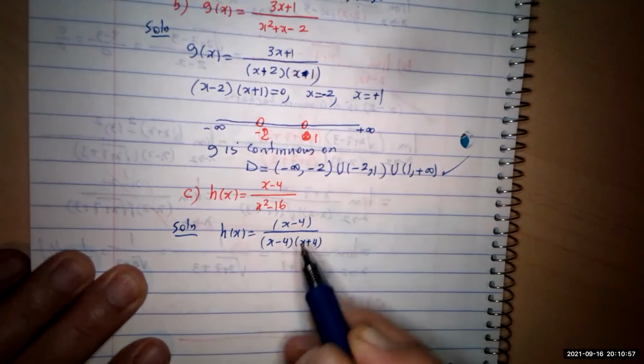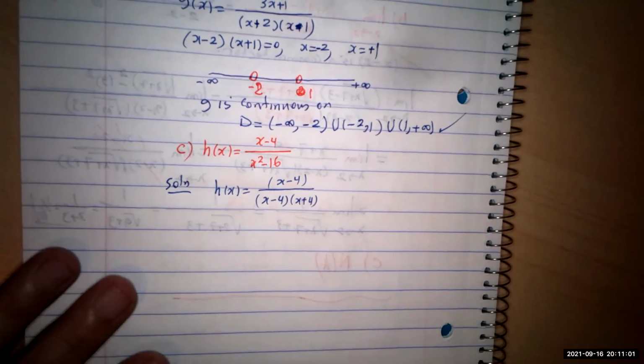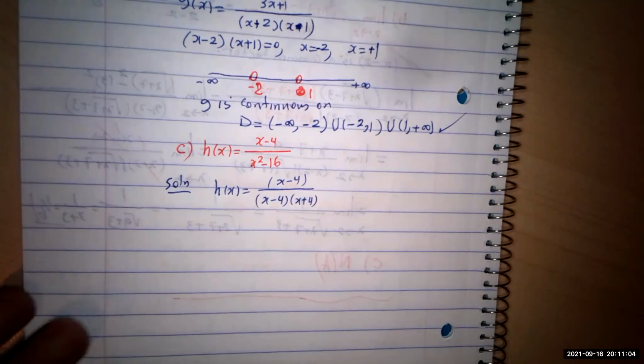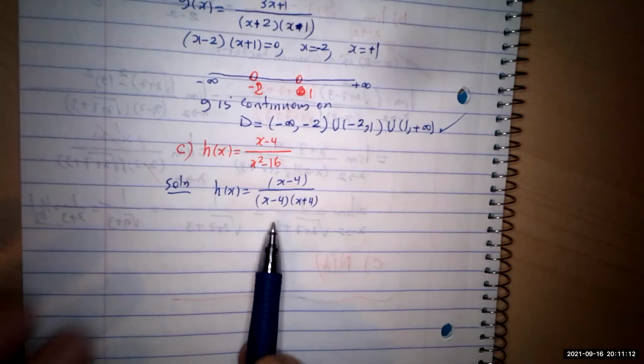You see, the difficulty is some people simplify it. No, you cannot simplify it now. You do the job first. Your job is continuity. It's not simplification in this case. So make sure you don't simplify it, because you have 2 factors on the denominator.